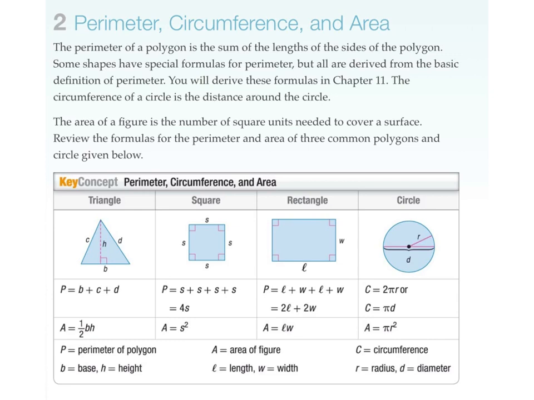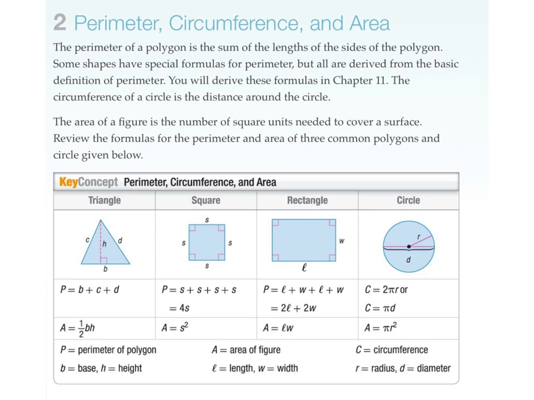Here's where we start going through all the formulas that you will be using over the course of the geometry book. All of these at some point you should have come across. The triangle is a half base times whatever the height is. That's finding the area. If you want to find the perimeter, you add together the outside lengths.